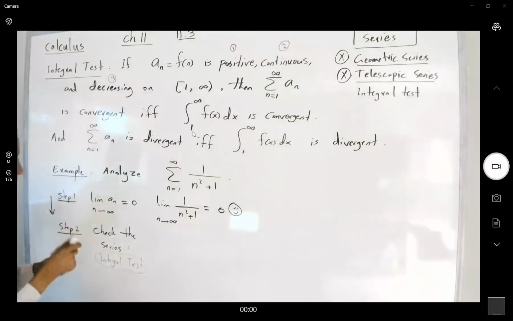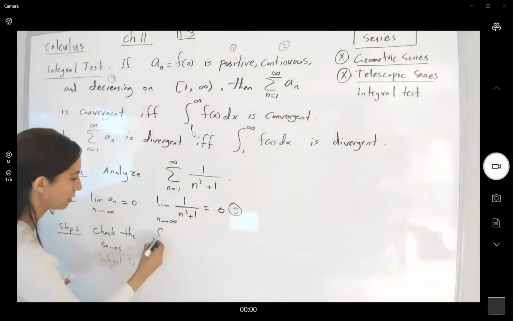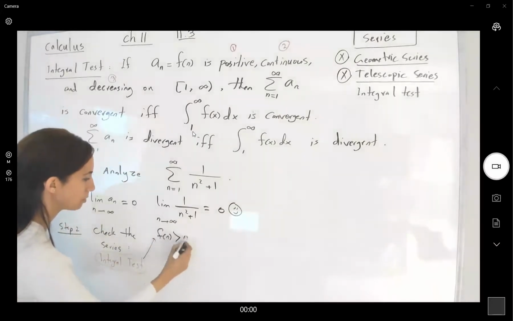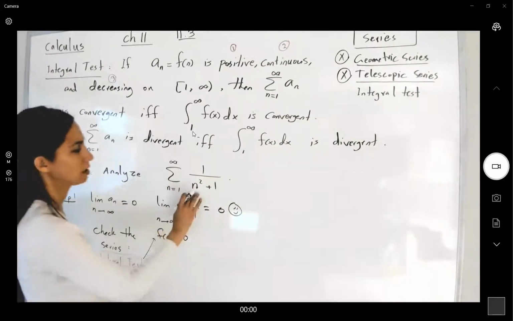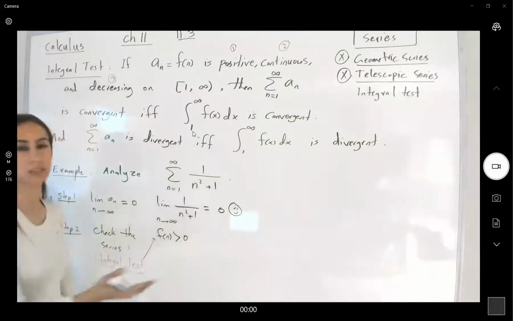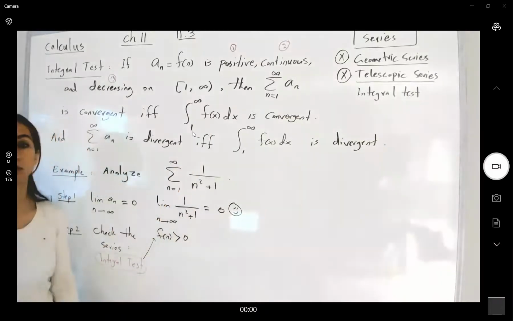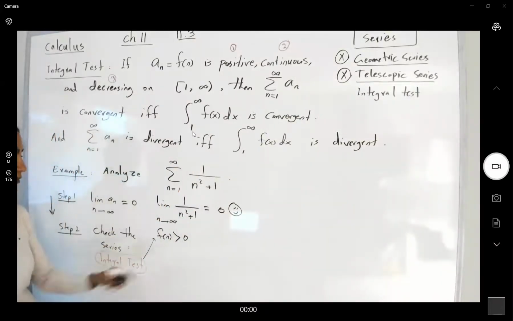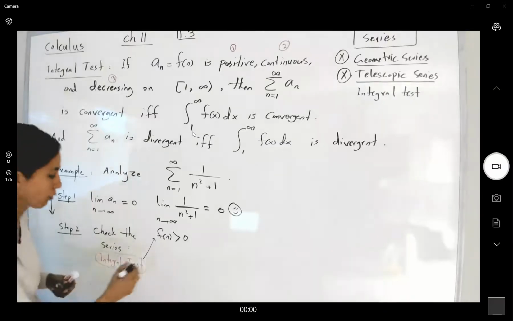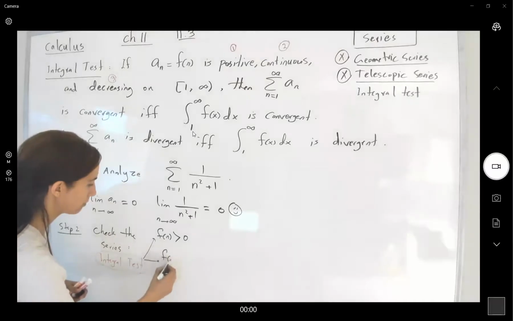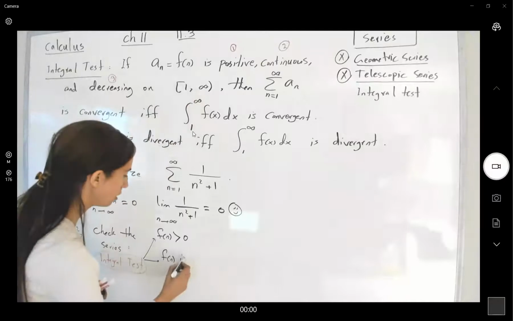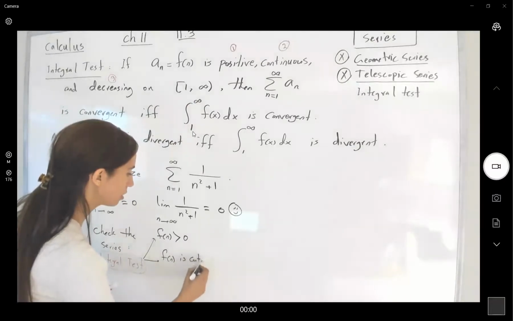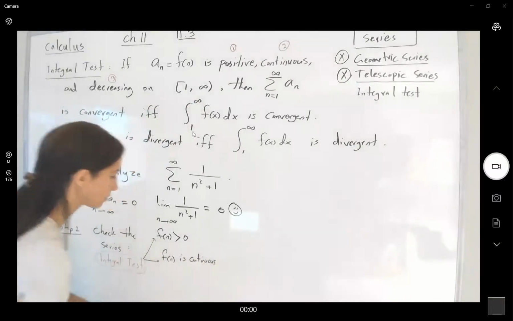First of all, f of n must be positive. Yes, it's positive. On the denominator, you have n squared plus 1, which is always positive. On the numerator, you have 1, always positive. So we don't have any problem with f of n being positive. Continuous? Yes, of course, f of n on its domain, 1 to positive infinity, is continuous. You can graph it using Desmos.